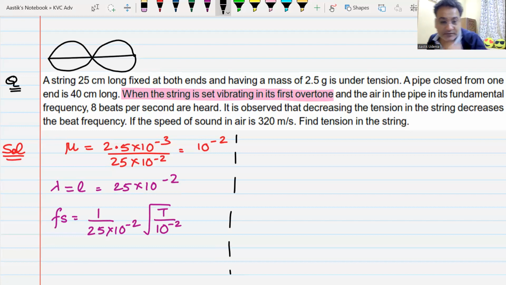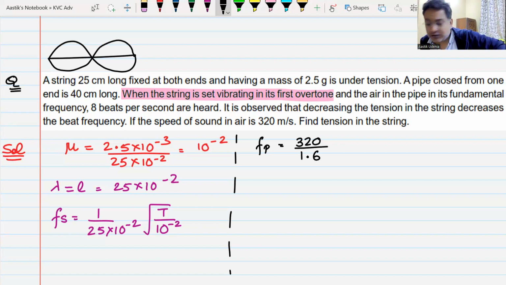Then I will repeat the same thing for the pipe. So what is the frequency of the pipe? It is in its fundamental, V by 4L, a closed pipe in its fundamental. So what will be its wavelength? 4 times L. So V by 4L, and V is 320 divided by 4L, which is 4 into 40 into 10 to the power of minus 2. So 1.6. Yes or no? Yes, sir.